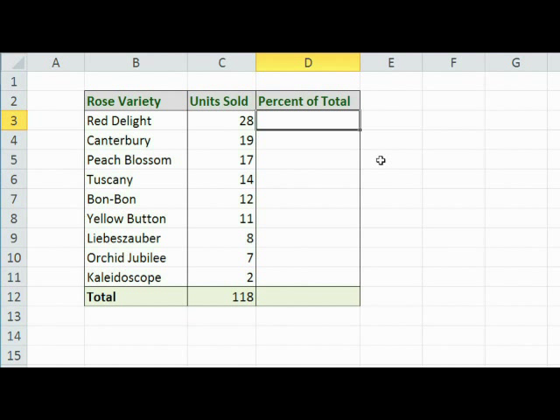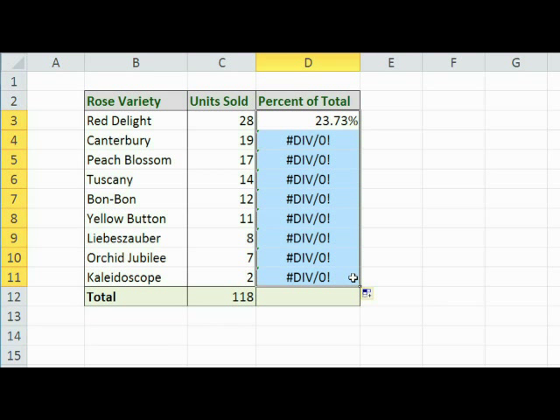Now there are other times where you don't want the cell reference to change. In this example, we have different varieties of roses, and we want to find the percent of the total sold for each type. So for Red Delight, we know that we sold 28 units, but what percentage of the total is that? We can find the percentage by dividing. I'll type the equals sign, and then C3 divided by C12.